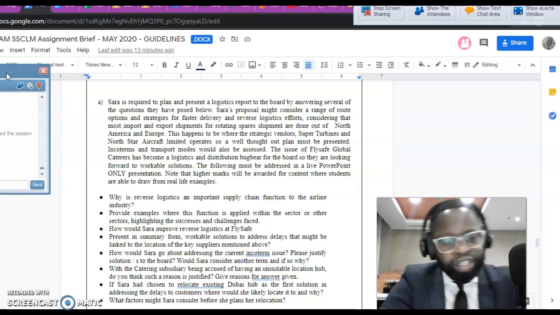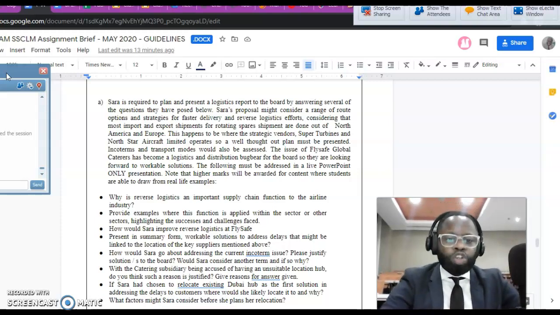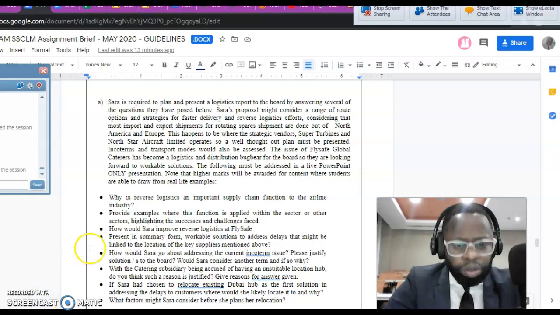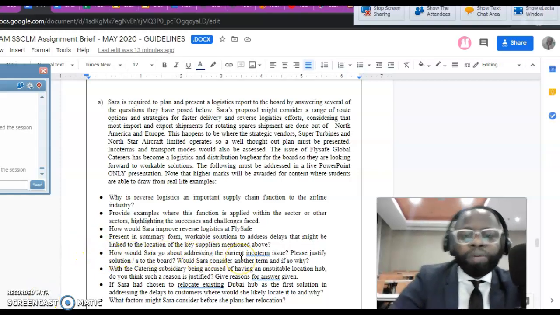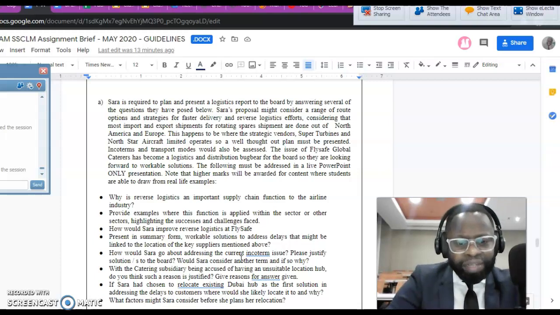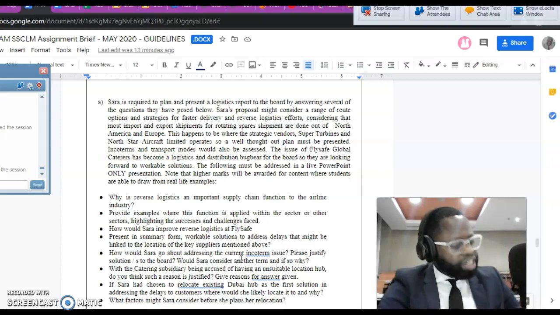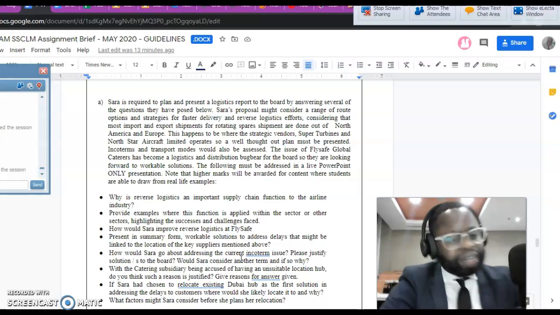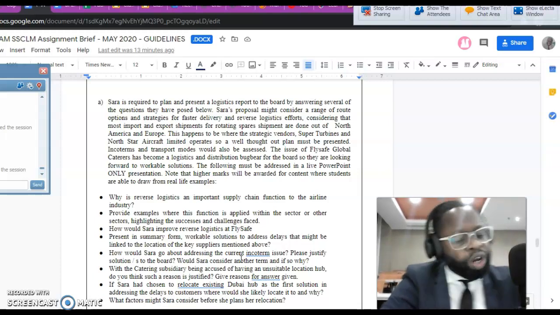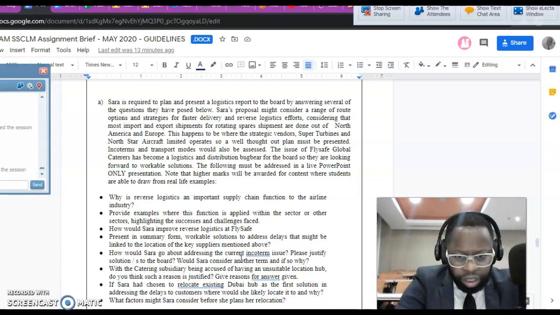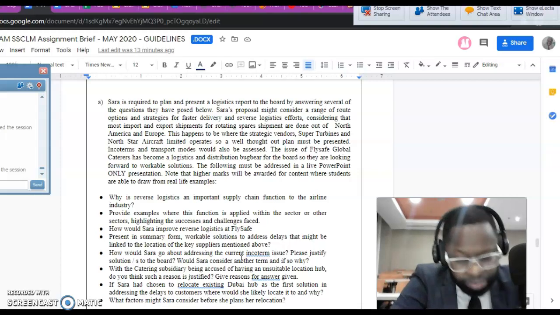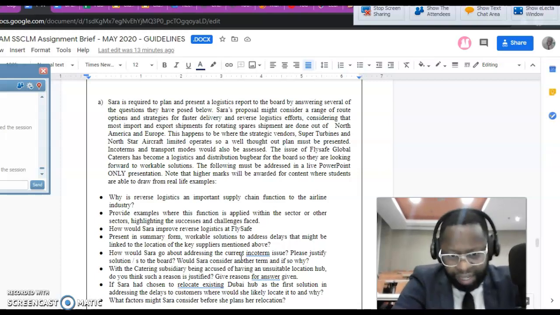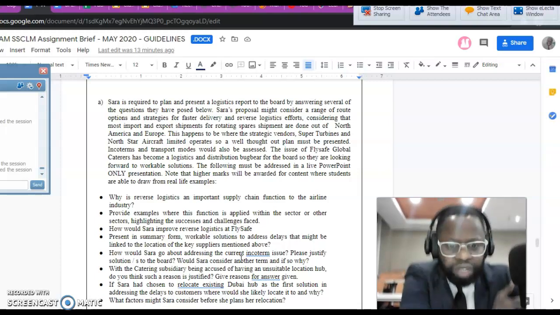Remember, I'm recording this, but remember still. I'm going to the other one now. Present in summary form workable solutions to address delays that might be linked to the location of key suppliers mentioned above. Someone said that one way of addressing the delays would be through supply relationship management. That's a good solution.